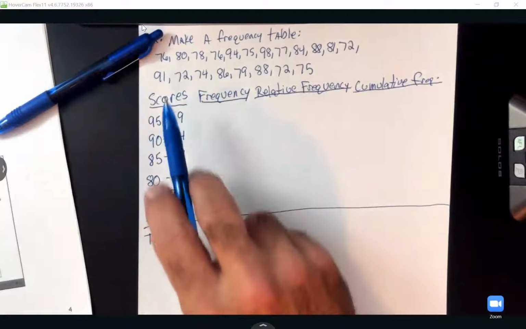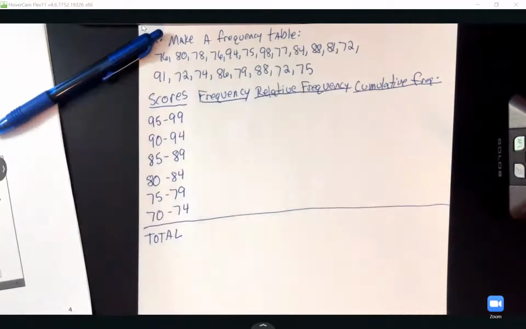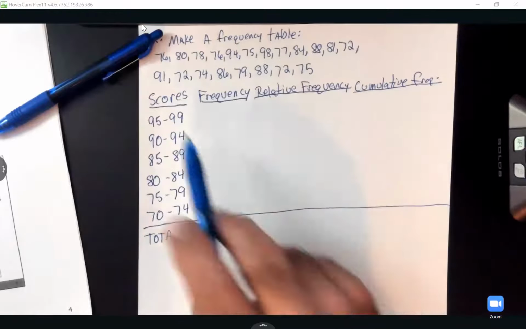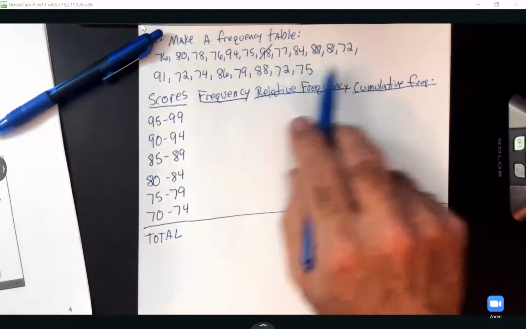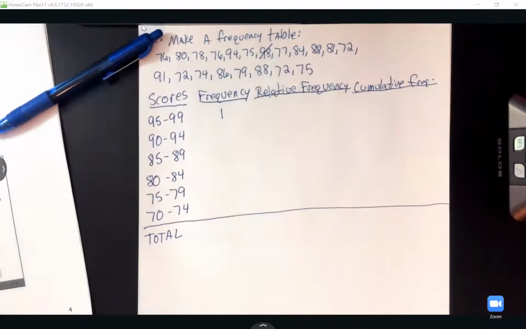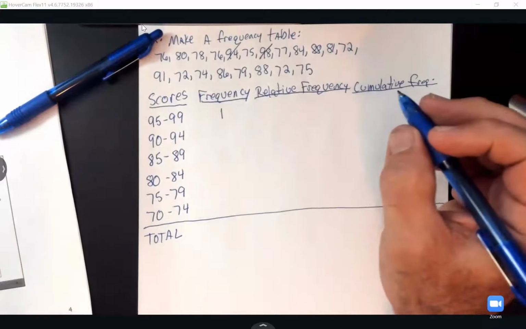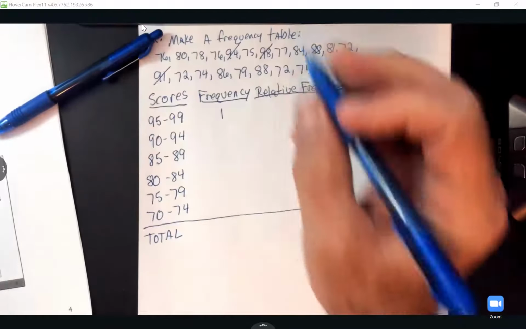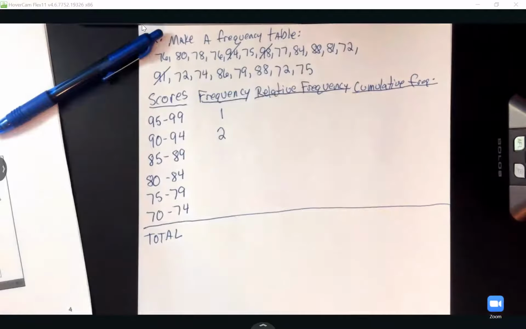So I need to go through my little scores and find out how many scores I had between 95 and 99. So let's find them. Oh, there's a 98. And that's it, y'all. So I had one score between 95 and 99. Now I'm going to find the scores between 90 and 94. Here's a 94. Here's a 91. And that's it. So I had two scores in that range.